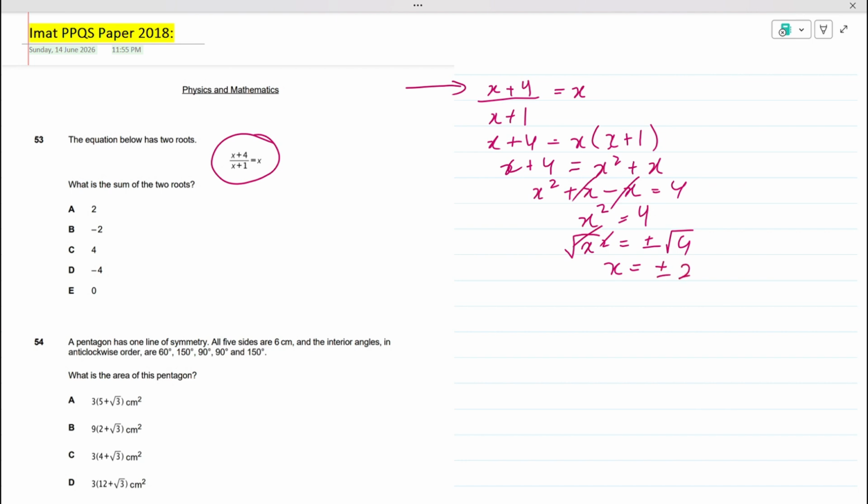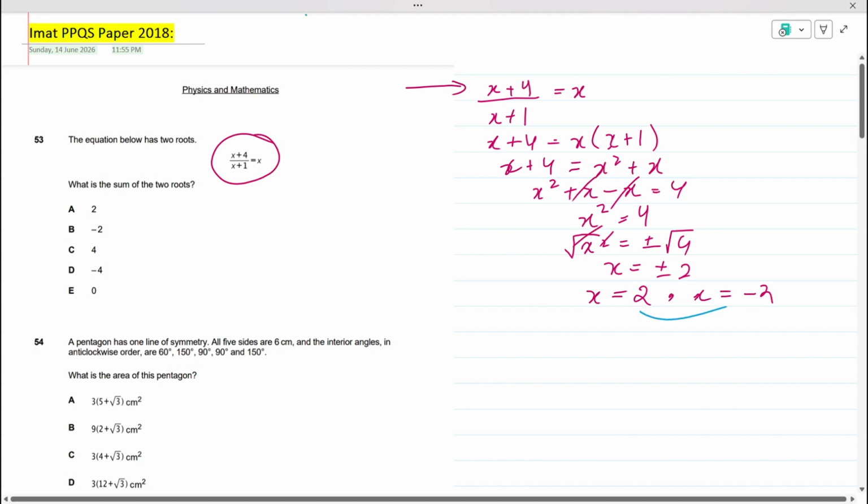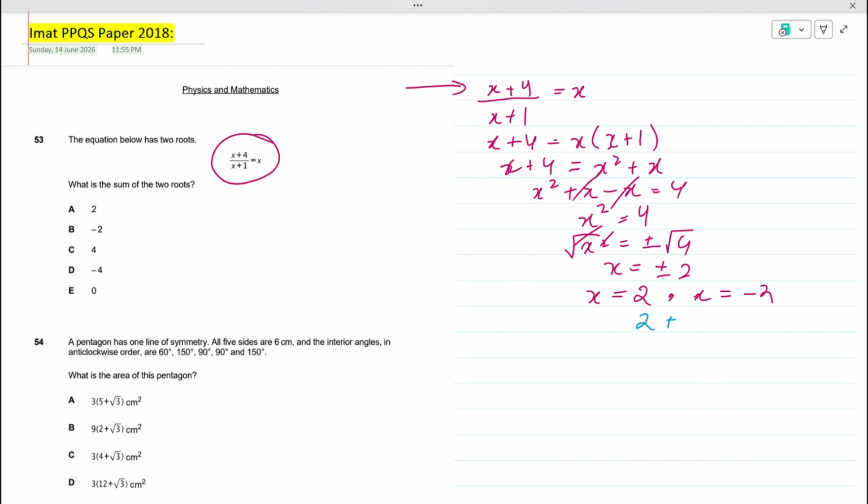So we have gotten two values of x. The first value is x equals plus 2, and the next value is x equals minus 2. Now we are supposed to find the sum of these two roots, right? Sum means only addition. So 2 plus minus 2 is 2 minus 2, which is 0. So the sum of those two roots is 0, which means E is the correct answer, right? We have gotten our answer, which is E.